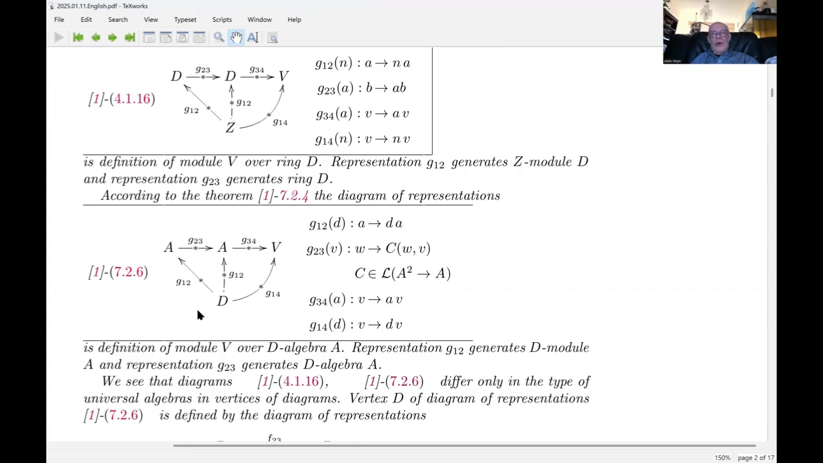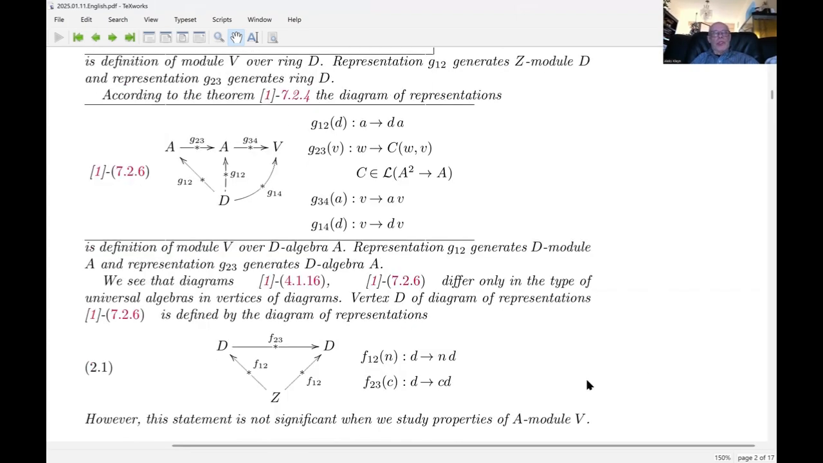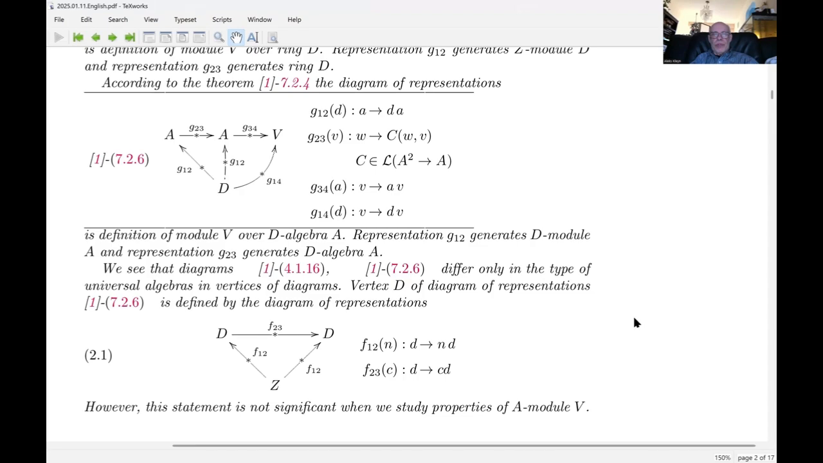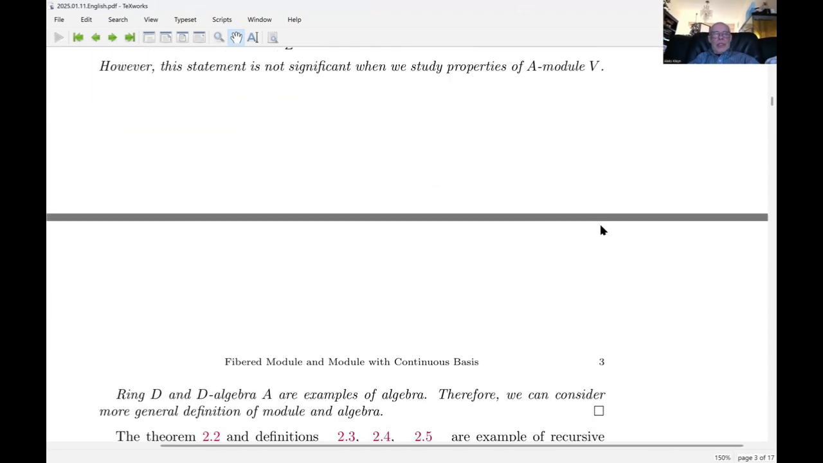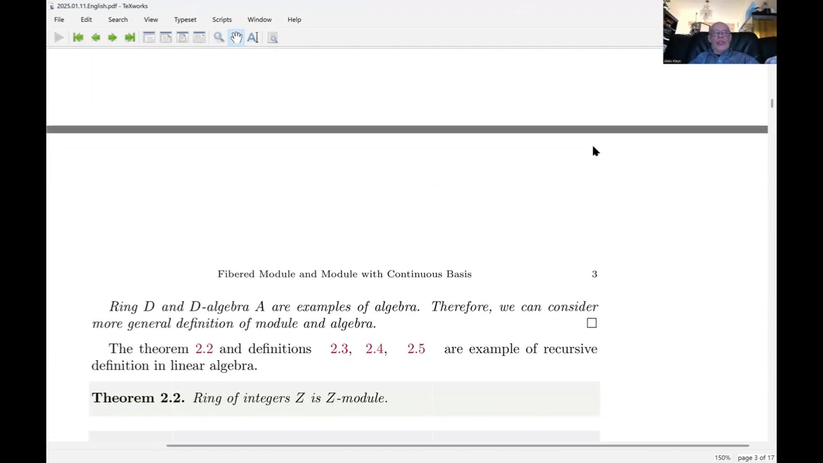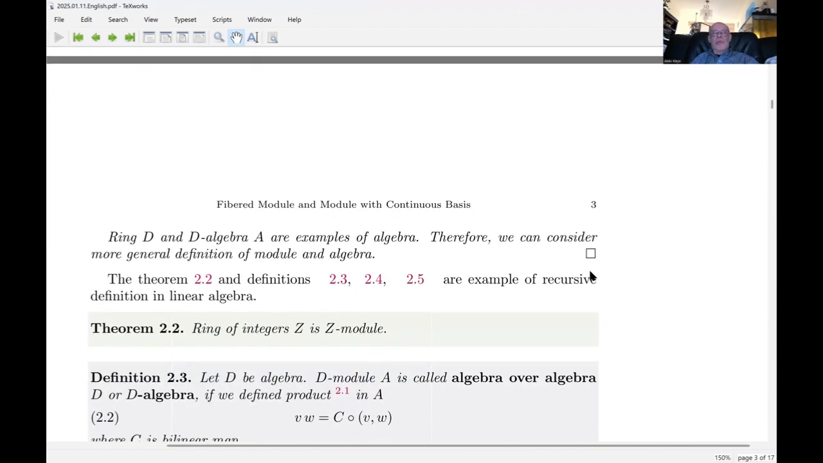Vertex D of diagram of representation 2.6 is defined by diagram of representation 2.1. However, this statement is not significant when we study properties of a model V. In particular, ring D and the algebra A are examples of algebra. Therefore, we can consider more general definition of model and algebra.